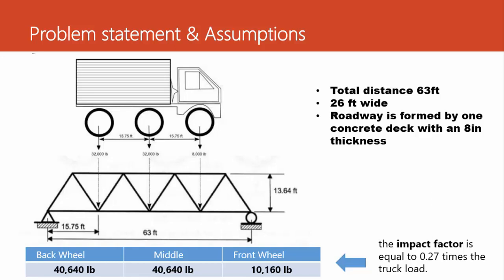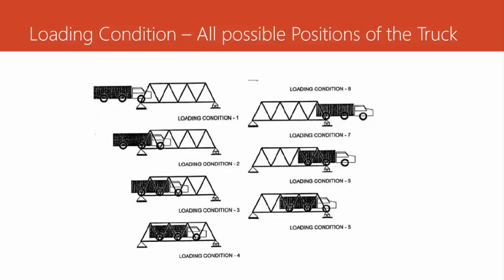So the bridge also must be checked for all possible positions of the truck, which in turn will produce a different load condition. So we will have different scenarios. The first scenario, or case one, will be when the truck has just entered the bridge and is applying load on the first joint, the supports of the bridge.